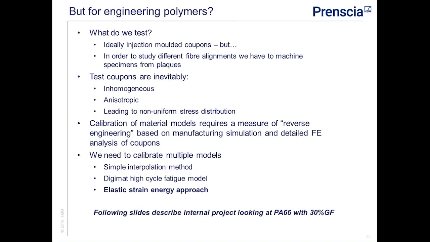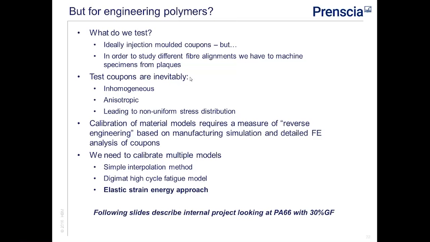Now let's see how this approach changes when we start to look at engineering polymers. So first issue is, what should we test? Well, ideally we would test injection molded coupons because we can make them cheaply and easily, and that represents the manufacturing process of the components. But if we want to study different fibre alignments, that won't work, because when we injection mold coupons, the fibres will be aligned with the coupon. So we end up having to machine specimens from plaques.